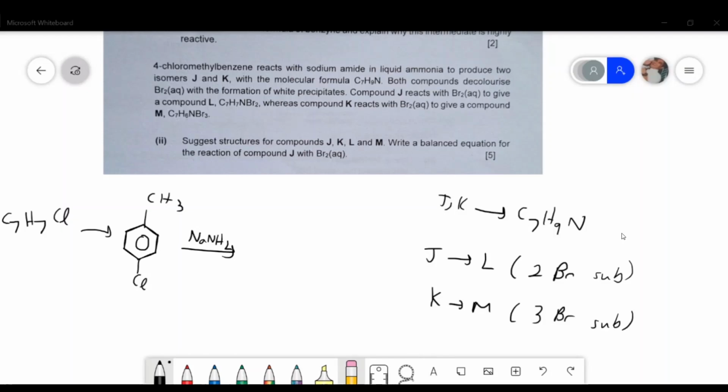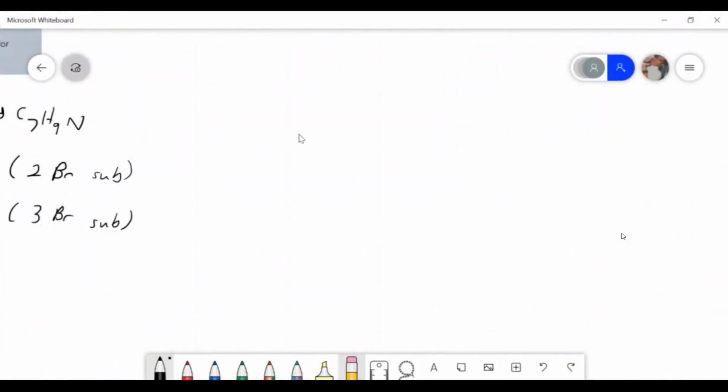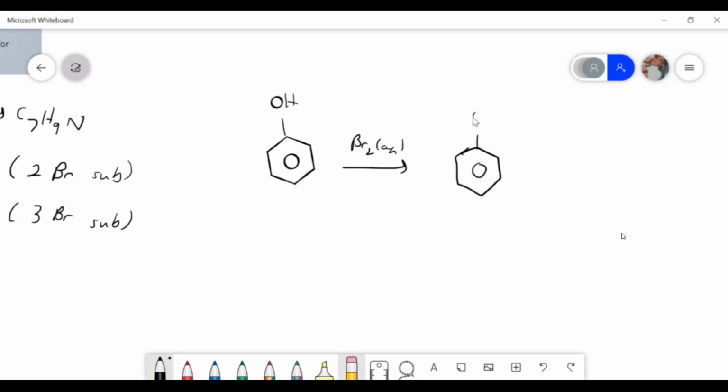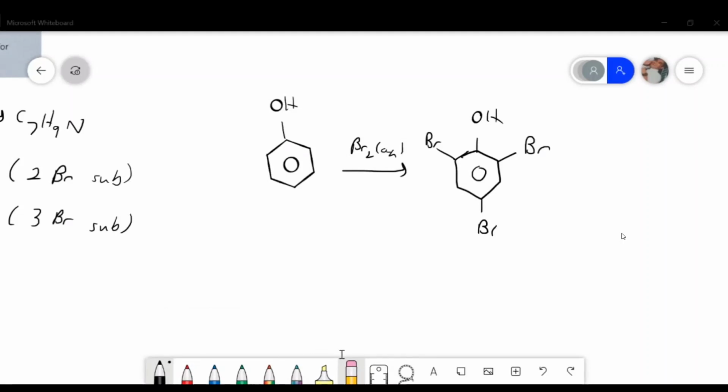Now, normally, what do we know about the substitution of bromine? Let's look at phenol for a second. We add aqueous bromine to phenol. We know that the OH group is 2,4 directing, correct? So it tries to substitute to form this. And phenylamine does the same thing. Now, if we get two bromines substituted instead of the expected three from phenylamines, what does that tell us?